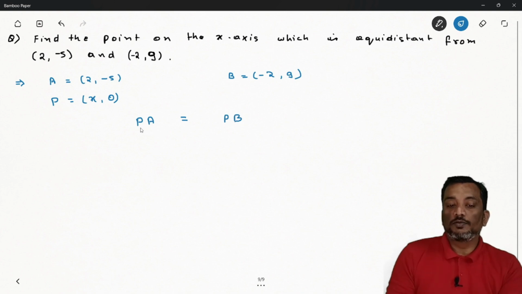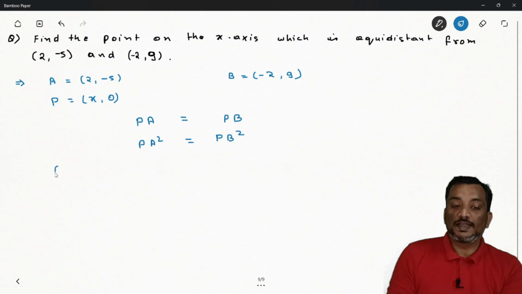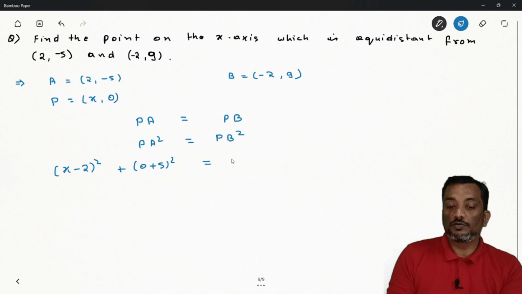Here what we will do, we will take the distance formula for PA and the distance formula for PB. So we can say PA whole square is equal to PB whole square. Now, after that, we can apply the change in x and y. So it will be (x minus 2) whole square plus (0 plus 5) whole square is equal to, same way on this side, (x minus (-2)), that is (x plus 2) whole square, and then plus (0 plus 9) whole square.